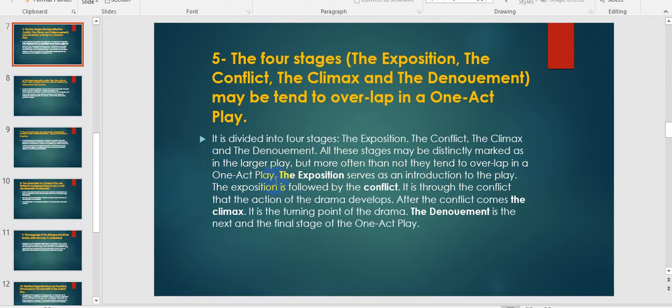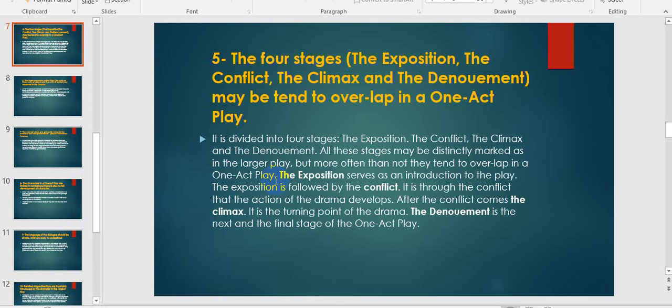You know that the exposition serves as an introduction to the play. The situation and the themes of the play are explained to the audience, and the important characters are also introduced. Everything here should be told to the audience in detail. But as the one-act play is very short, the dramatist cannot devote much time to this introduction and explanation. Hence, the exposition of one act play is usually brief.